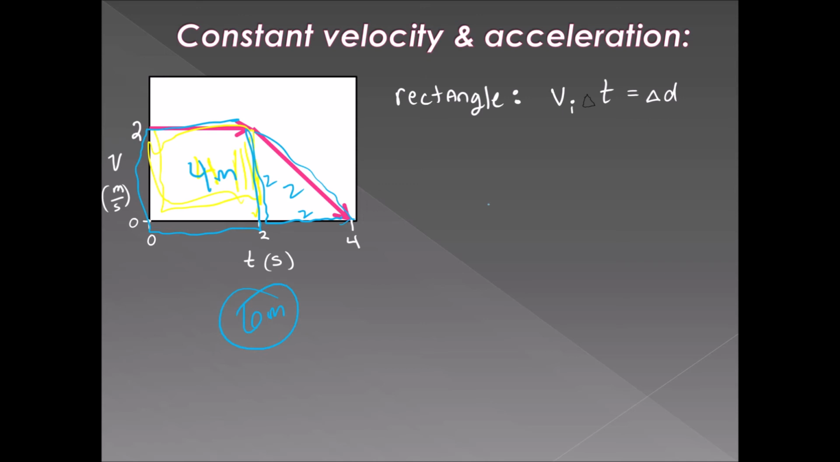Okay, let's put that into a formula. The area of a triangle is 1/2 base times height, and here I have a change in velocity from 2 meters per second down to 0 meters per second. And I have a change in time from 4 seconds, or 4 minus 2, gives me 2 seconds.